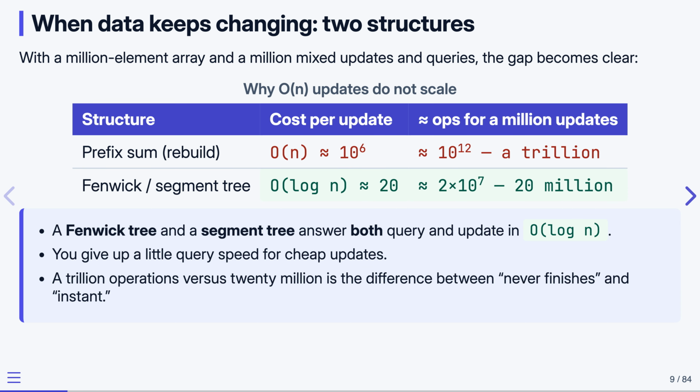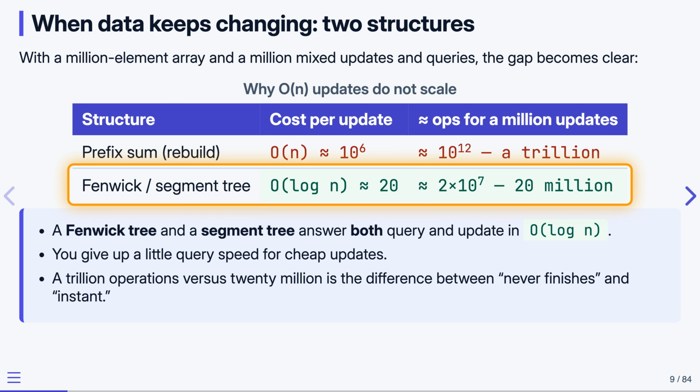Now imagine a 1,000,000 element array with 1,000,000 mixed updates and queries. The gap between the two approaches becomes clear. A prefix sum rebuilds on each update. That is big O of n, about 10 to the 6th power operations. Over 1,000,000 updates, that is about 10 to the 12th power, roughly 1,000,000,000,000 operations.